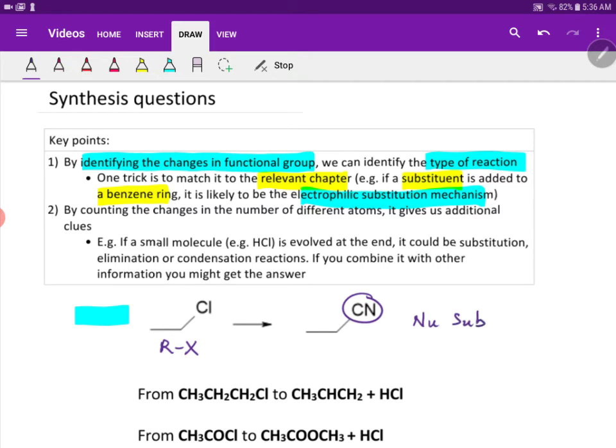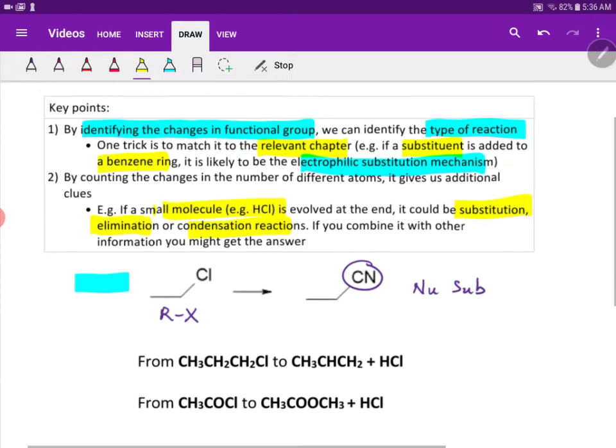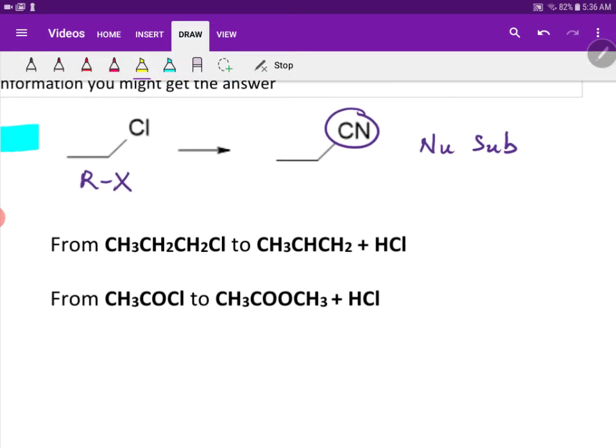Another method is for you to count the different atoms and how these atoms change from the reactant to the product. By counting the number of atoms, you could tell what kind of reaction has occurred. For example, if you see that a small molecule like HCl is evolved, it is either substitution, elimination, or condensation. Let's take a look at two of these examples here. In both of these examples, HCl is produced as the product. So you want to know what has happened here.